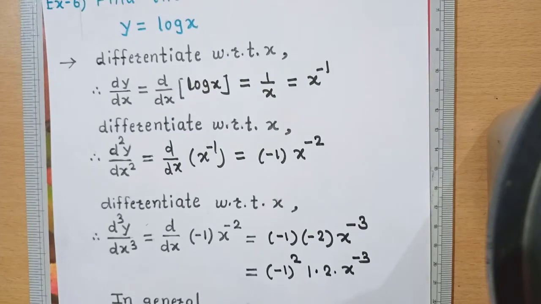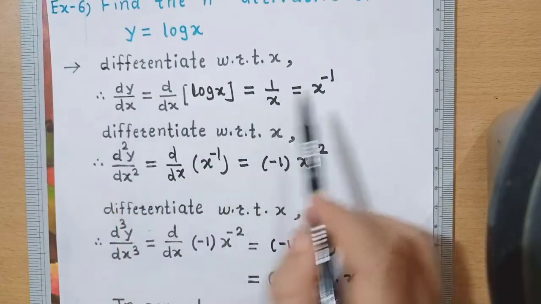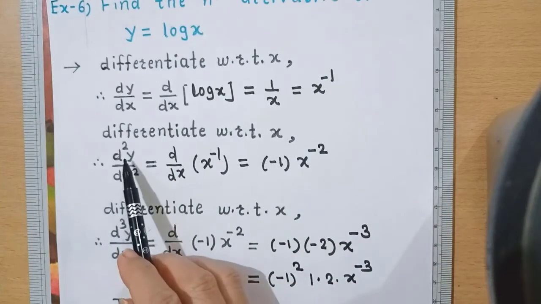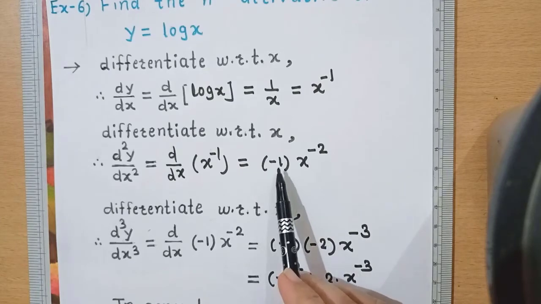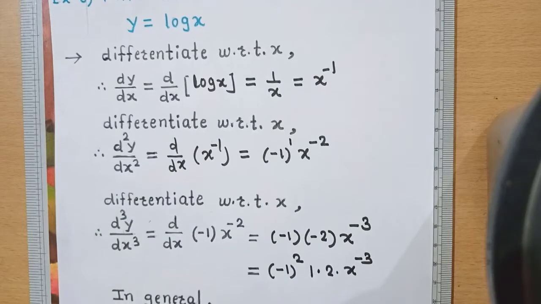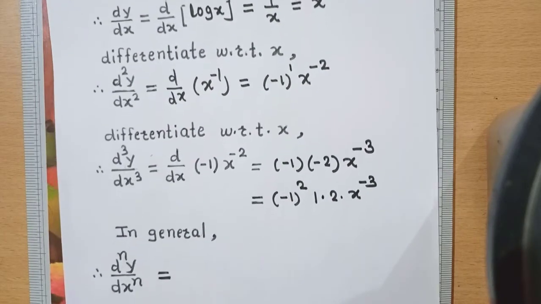Now observe the pattern. For the first order derivative, x raised to minus 1. For the second, x raised to minus 2. For the third, x raised to minus 3. And the power of minus 1 is 1 less than the order. So the same pattern we will write for the nth order.